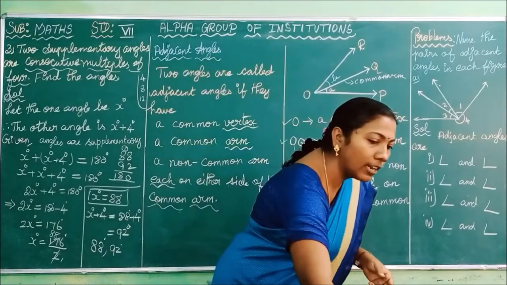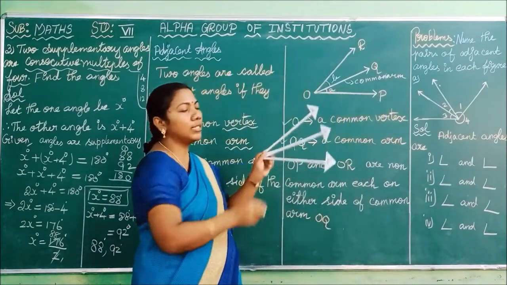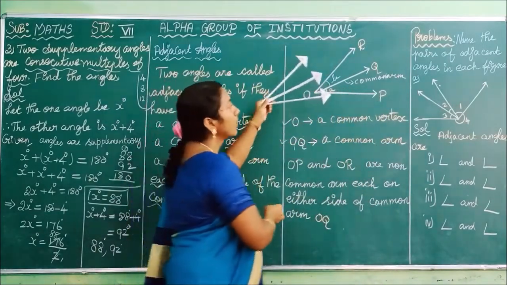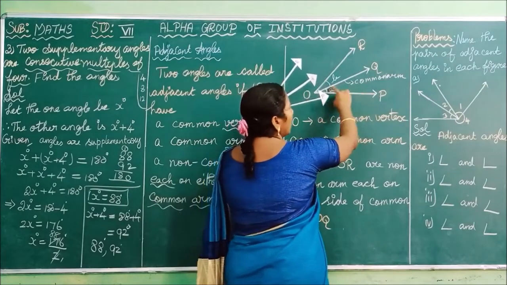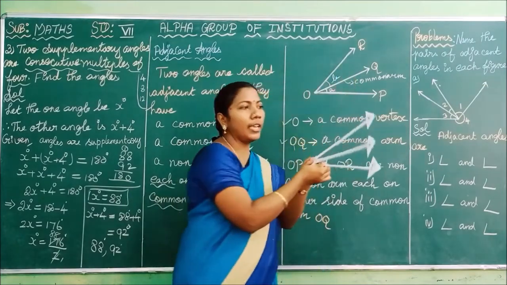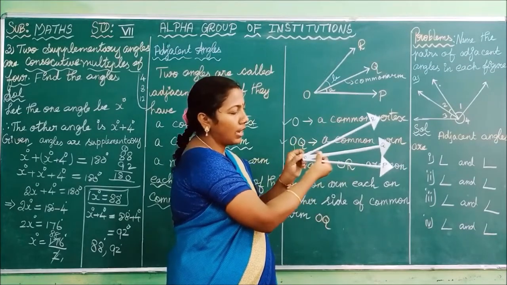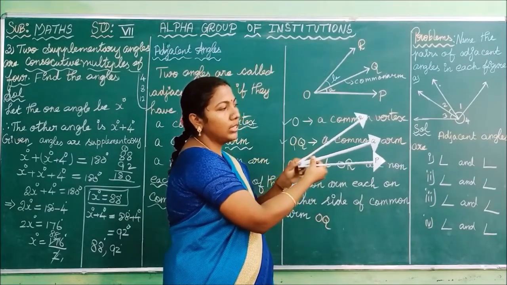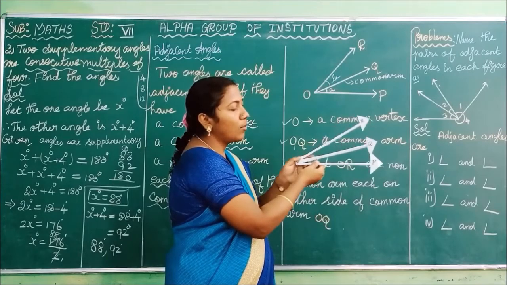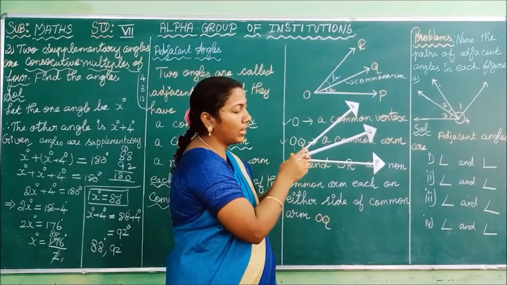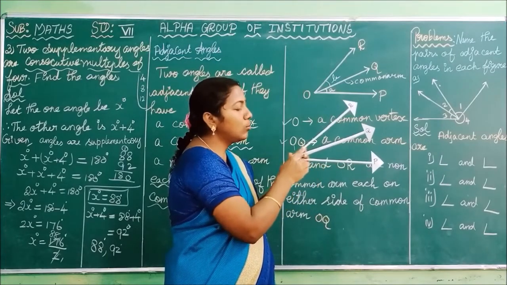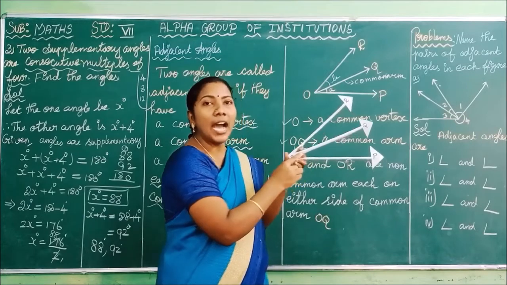See here, children. This is a model for adjacent angles. This is OP, OQ and OR. This is one ray, OP, and OQ, OR. These are the three rays forming two angles. This is one angle, this is one angle. These two angles are said to be adjacent angles.